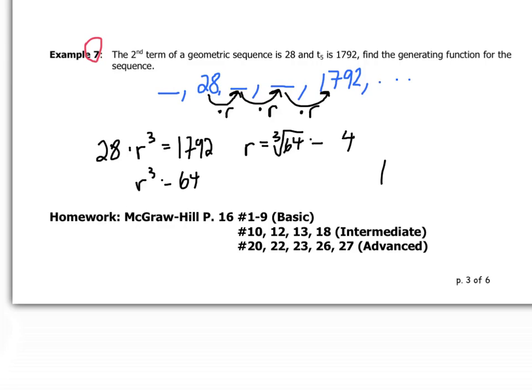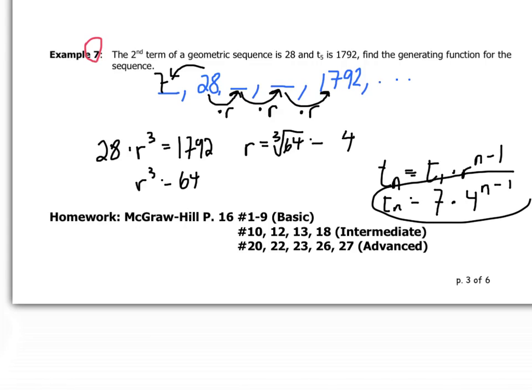And so now I can write out the generating function. This is another way of saying Tn. It is term 1. Hey, what's term 1? Times r to the power of n minus 1. Well, if r is 4, going backwards, dividing by 4, I find 7 for the first term. And so I have this as the generating function.